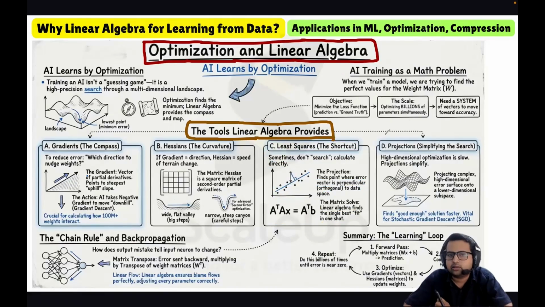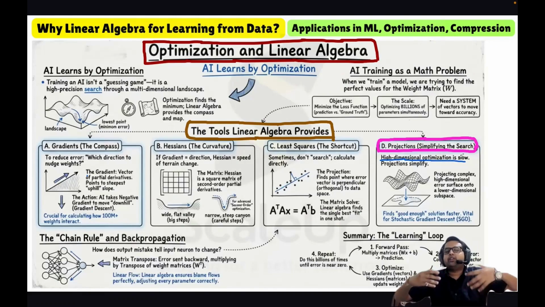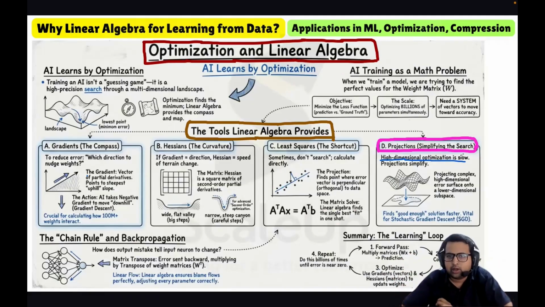The next important tool of linear algebra which plays a role in optimization is projections. Projections means simplifying the search. High dimensional optimization means we have various features, lots of features in a high dimensional space. If we have lots of features, the optimization will be slow.